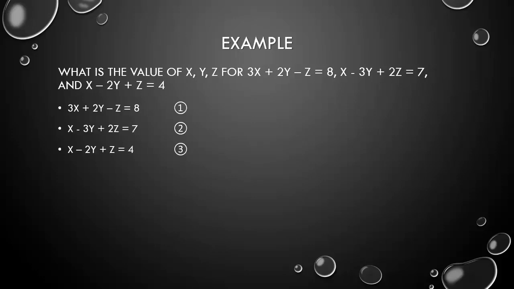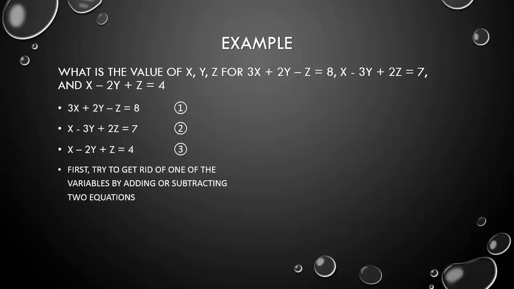First, let's just declare the three equations as equation 1, 2, and 3. First, we want to eliminate one of the variables, x, y, or z, through a combination of two equations, and this can be done through addition or subtraction.